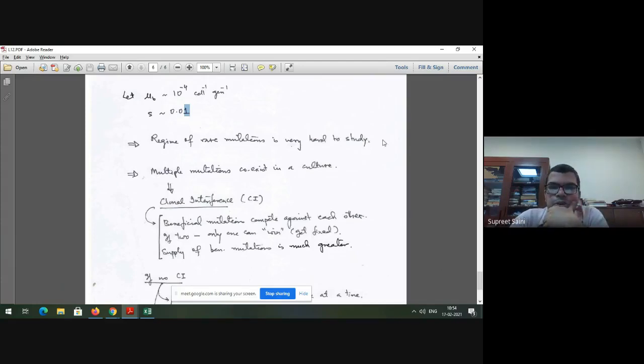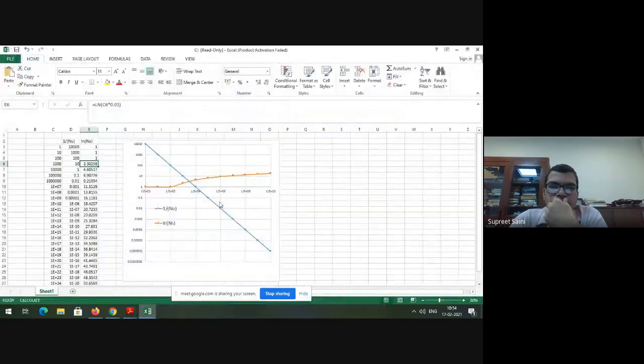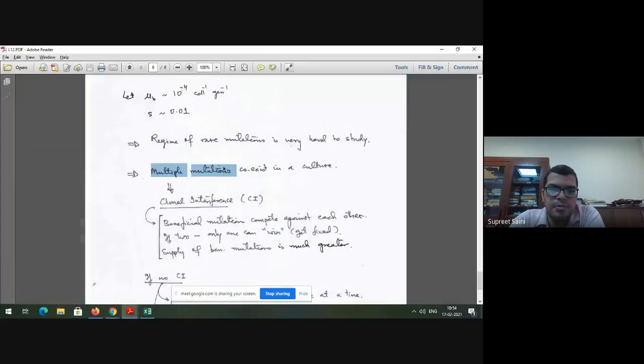So the first thing is that studying this regime is really hard. The second implication is that multiple mutations coexist in a culture. If we go back to this graph, for the most part, ln of Ns is much greater than 1 upon nu, which means that tau fixation is much longer compared to tau wait. As a result, multiple mutations coexist in a culture. Before one mutation is able to reach fixation, another one happens.